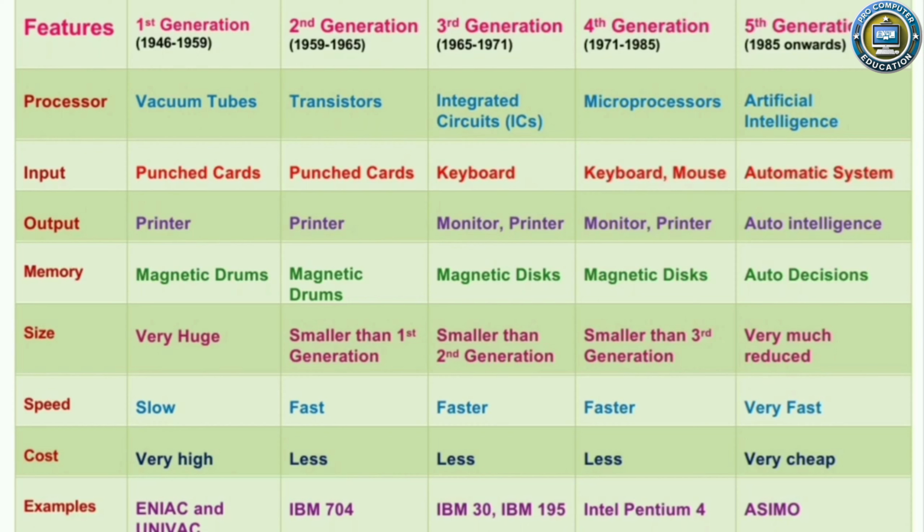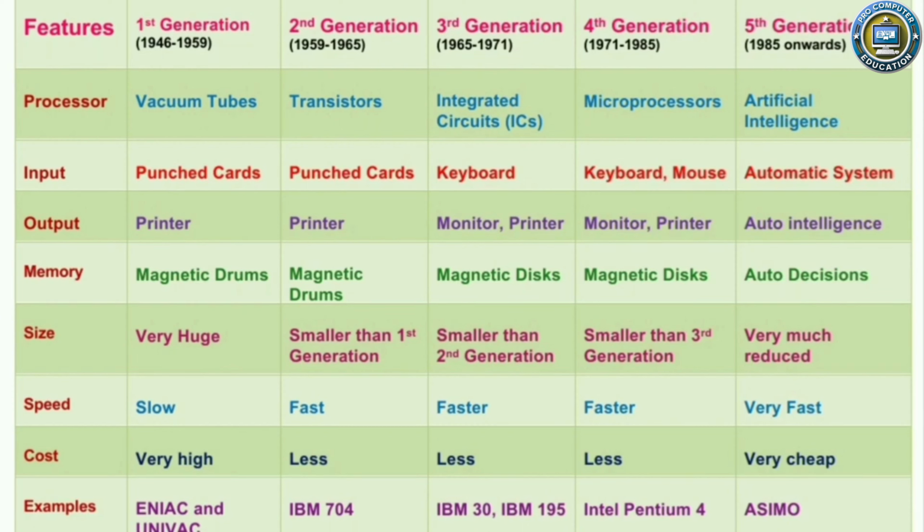Next, about speed: in first generation computers, speed is slow; in second generation, faster than first generation; in third generation, faster than second generation; in fourth generation, faster than third generation; in fifth generation, speed very fast. Next, about cost: in first generation, cost is very high; in second generation, cost less; in third generation, cost less; in fourth generation, cost less; in fifth generation, cost very cheap.